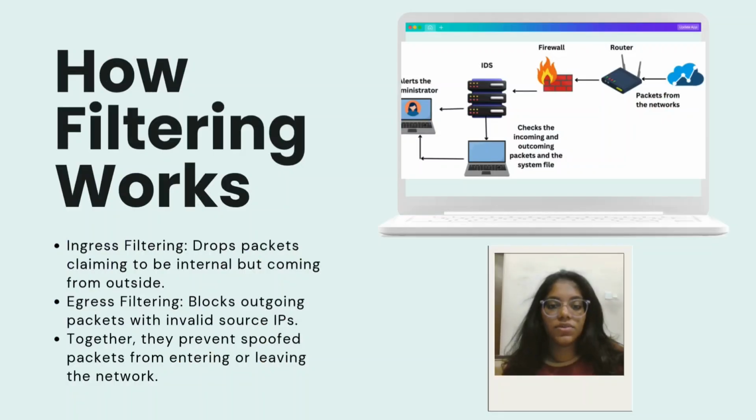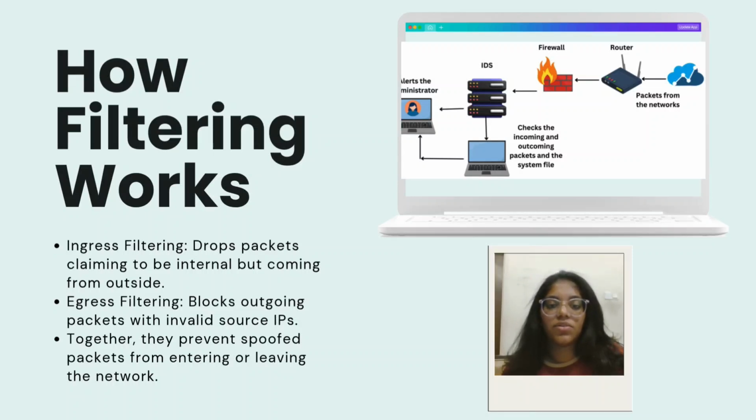Next is how filtering works. Ingress filtering is the first line of defense, specifically focusing on packets trying to enter your network. It immediately drops any incoming packets that falsely claim to have a source IP address from inside your internal network. Then, egress filtering, which focuses on the traffic leaving your network, blocks any outgoing packets that contain an invalid or spoofed source IP address. This step ensures that internal machines cannot launch malicious attacks against external networks using fake identity information.